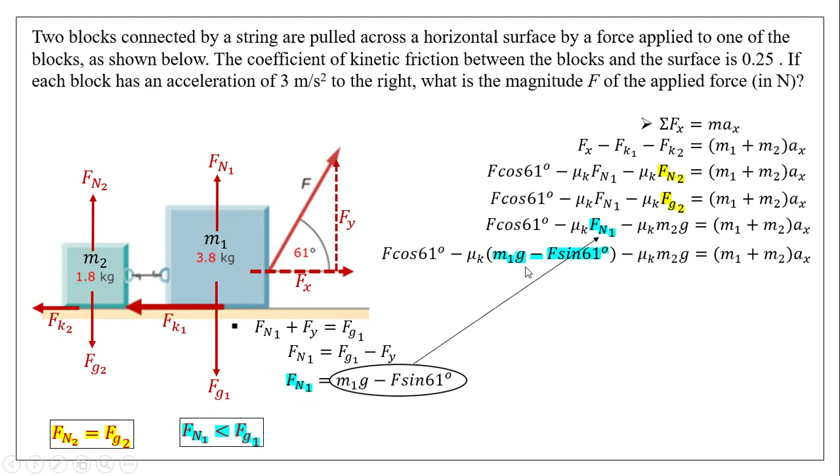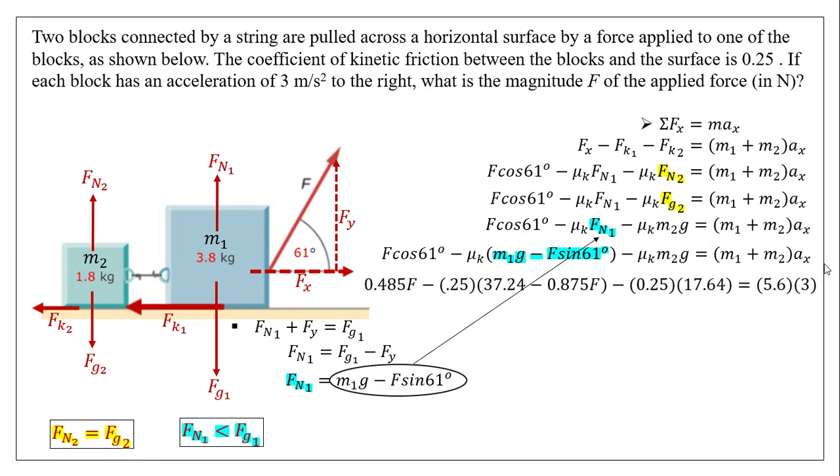Otherwise, when you substitute without parentheses, you're really just wasting a lot of time and effort. So in parentheses, I substitute out FN1 for m1g, which is what this is, m1g minus F sine 61 degrees. And I'm going to close parentheses. Everything else I haven't changed, so I just carry it down.